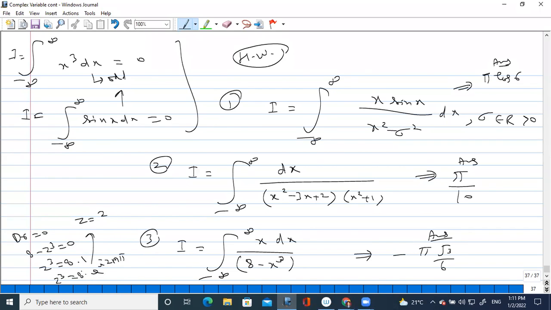2, because you have to take the 1 by 3 power. So 8 to the 1 by 3 power is 2, into e to the power i 2n pi by 3. Because here 3 are the roots, 3 poles will be there. Put n equal to 0, 1, 2 and find the 3 poles. Then check which one is inside, which one is on the real axis, which one is above and which one is below. For such a problem you can use the phi z by psi dash z method to find the residue.